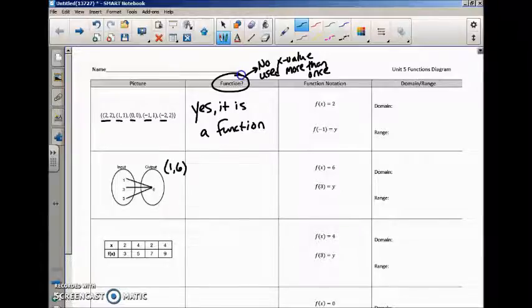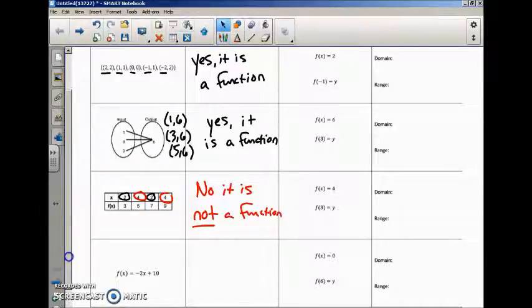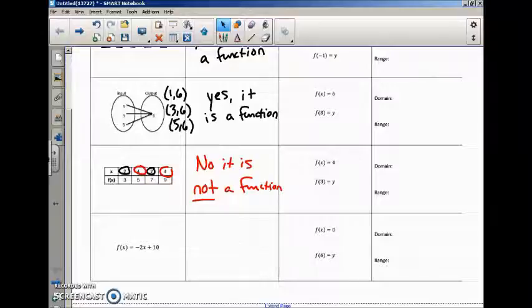So this first one, yes, it is a function. If you look at all the x values, none of them are repeated, none of them are used more than once, so it's a function. Same goes for the second, 1, 3, 5 as x values. They're all different, so it is still a function. Now if you look at this third set of points, it is not a function because you have the 2 and the 4 that are repeating, so that's no good. The x values are being used more than once.